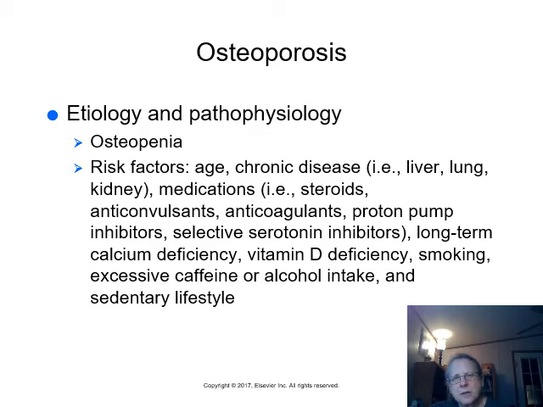Our next is osteoporosis. Once again, osteopenia is not enough bone density. Risk factors are age, chronic disease, medications, long-term calcium deficiency, vitamin D deficiency. Smoking is a big factor. Actually, they don't include this, but they should, hormones as well.